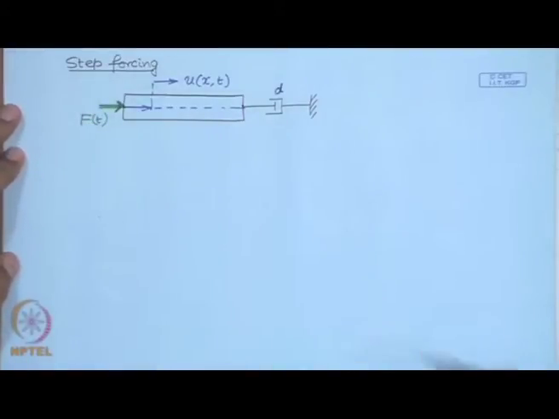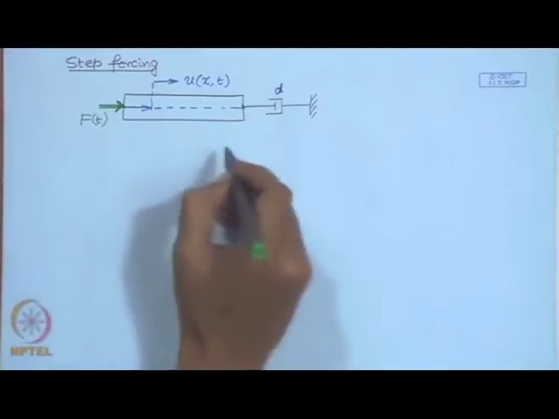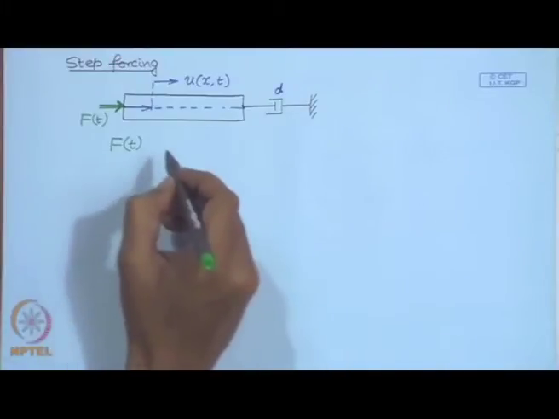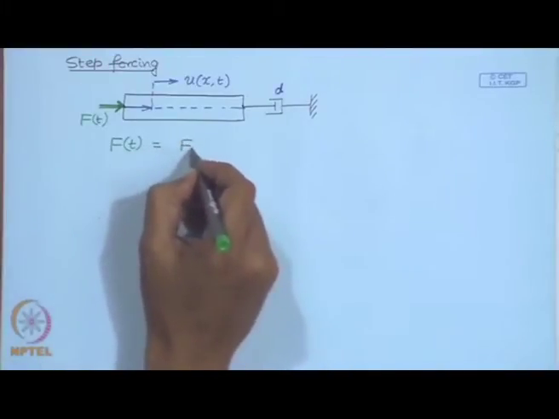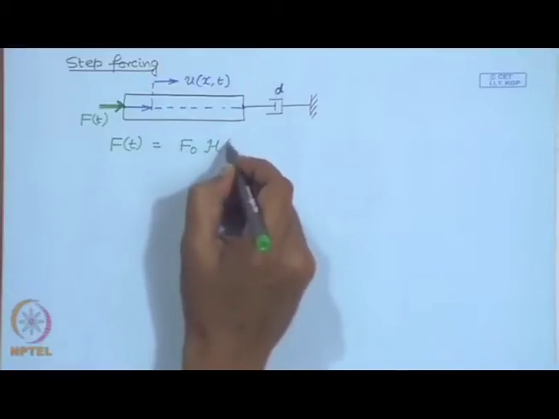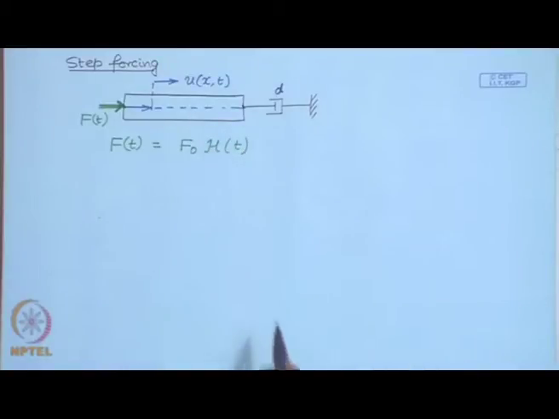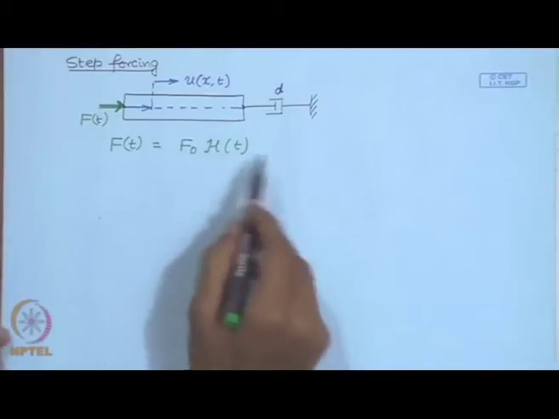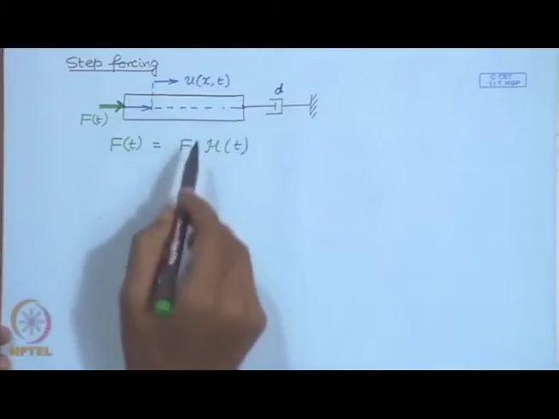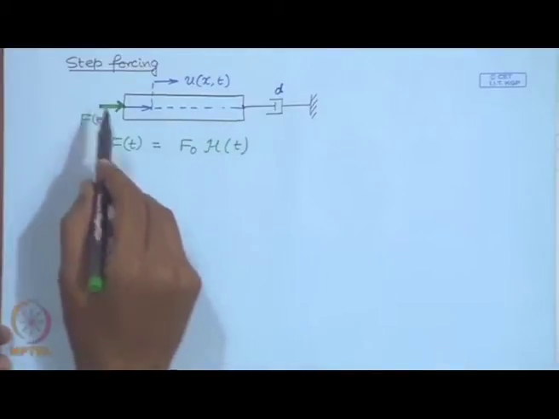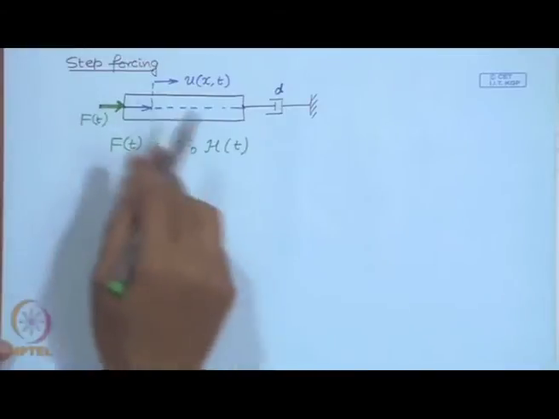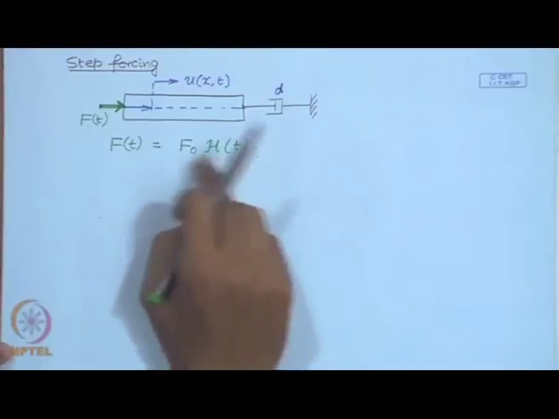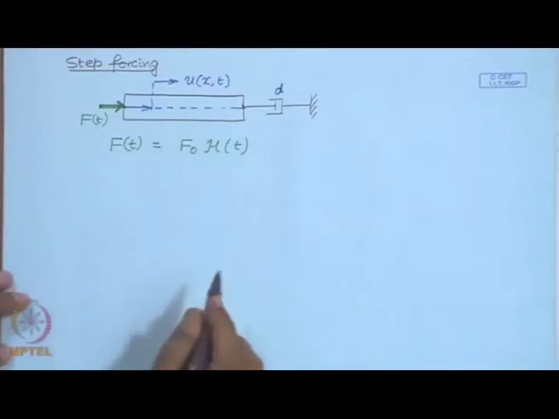This force F is of magnitude f naught, and it is a unit step. This is the Heaviside step, so it is a unit step function. You suddenly switch on a constant force at time t equal to 0. So, at time t equal to 0 you switch on a constant force like this.